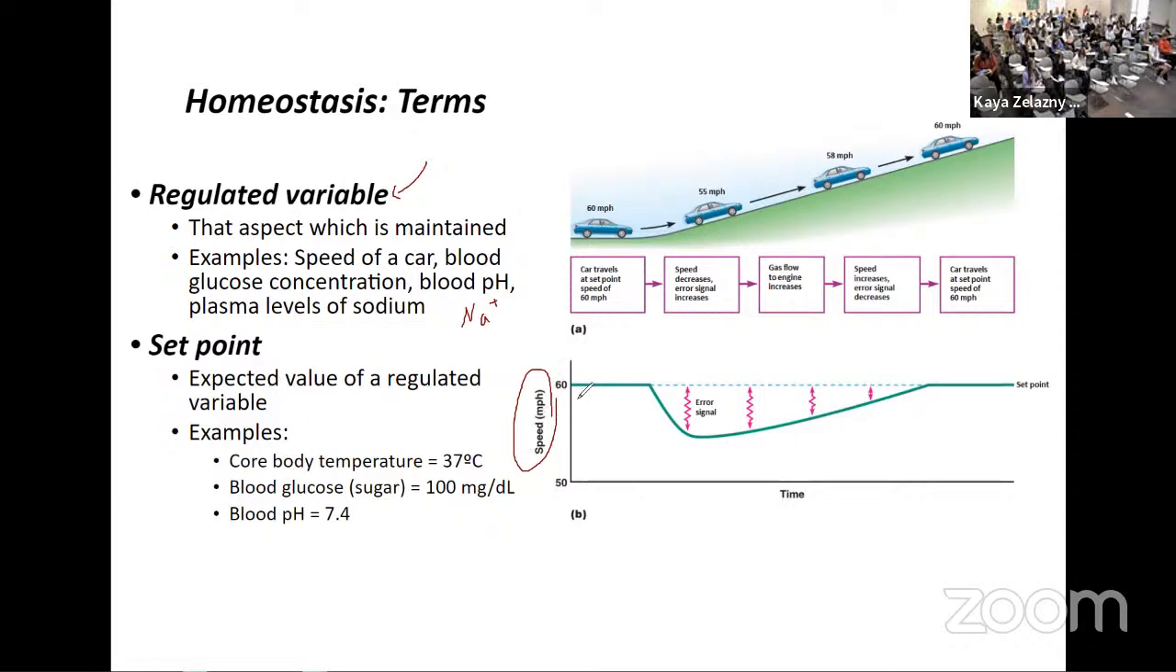Our set point is what we are trying to maintain in terms of our number, our measurement. For this car speed, it was 60. For your temperature in your body, 98.6. That's our set point. I guess we should talk about it in Celsius: 37 degrees Celsius. We are going to be using metric in this course, because science uses metric. For blood glucose, our set point is 100 milligrams per deciliter. Blood pH should be 7.4. Those measurement values are the set point. The thing that we're measuring is the regulated variable.